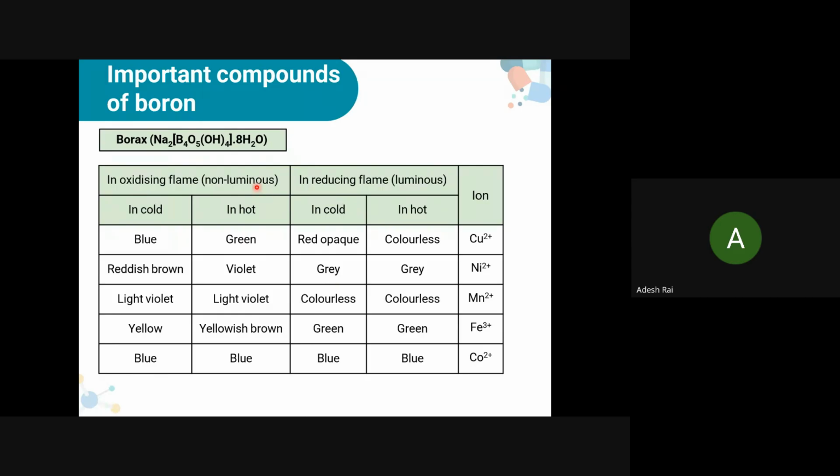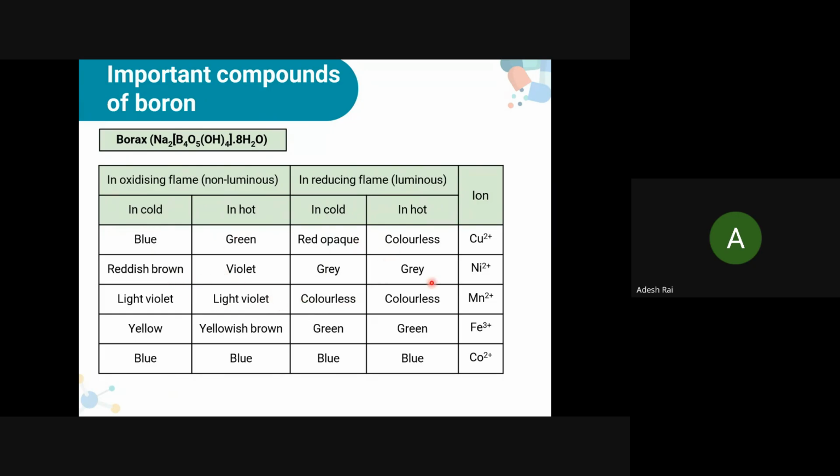So in that case, if you heat and develop any of these colors, blue or green, if it is an oxidizing flame, and if it is blue color in cold, or if it is green in hot, in this medium, then which ion is there? Cu plus 2 ion. Okay, the same logic is applicable for the reducing flame also, but the observation will be different. If it is a reducing flame in cold condition, the color will be what? Red opaque. Now, color of what? Color of that bead. Whatever colors we have mentioned here, this is the color of the bead.